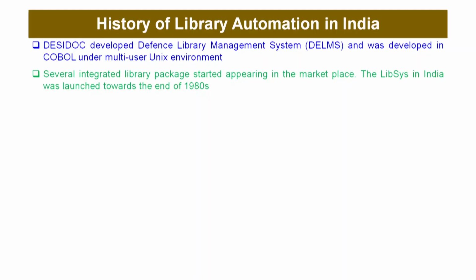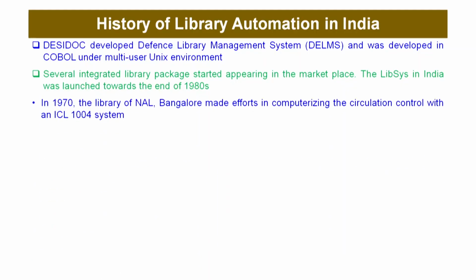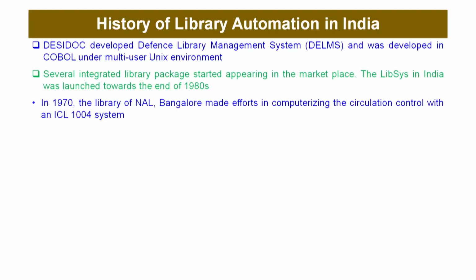And the commercial software we call Lipsys was a highly established software, and normally libraries in higher education institutions started using this particular software as a commercial or proprietary integrated library system. So during the 1970s, the National Aeronautical Laboratory, NAL, also started using software, and they started computerizing their circulation control.